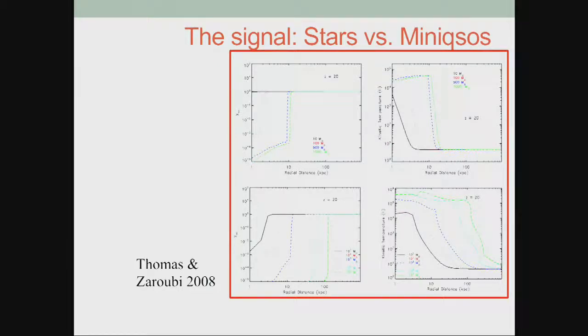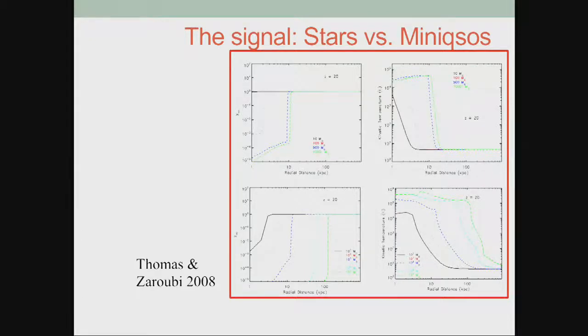But the main thing is the heating. So this is the heating. This is the kinetic temperature in both cases. And you can see that the front, where things are ionized, if you look at the blue thing, this is where things are ionized. And this is the transition between ionized and neutral. And you can see that the border is very sharp. Whereas with quasars, because they have this penetration power, it's very, very long.